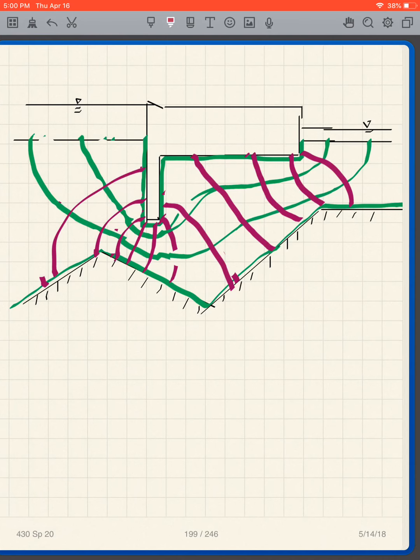Here is a finished flow net, and how do I know that it's not too bad? Well, again, I look at this distance compared to that distance, about the same. Then it's okay. I go to each square. That and that are about the same. I look here, that and that about the same. And you can see that there are some tiny squares in there. There are big squares over here.